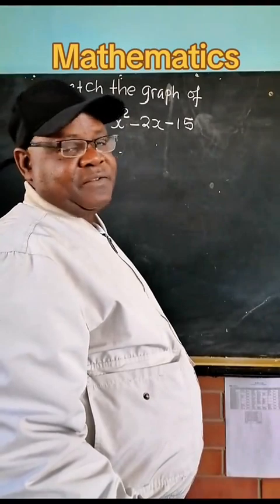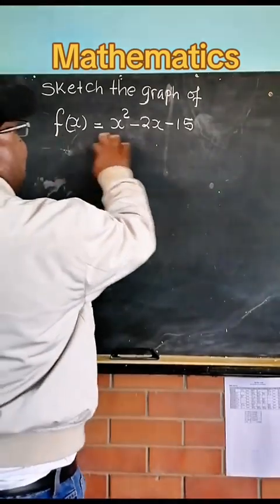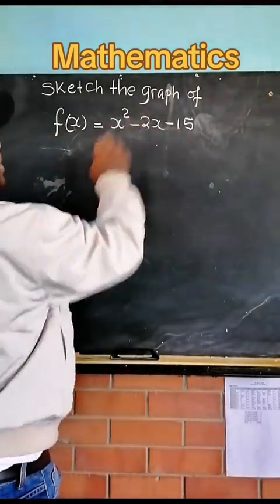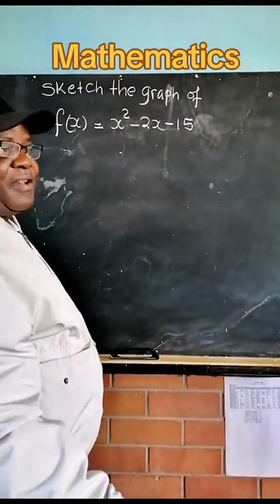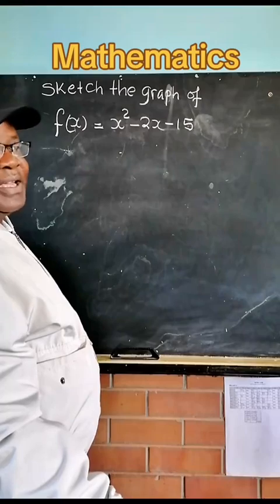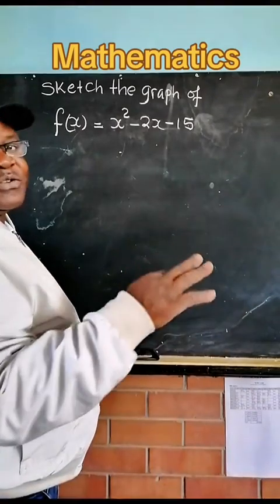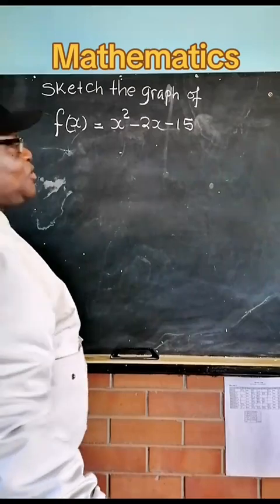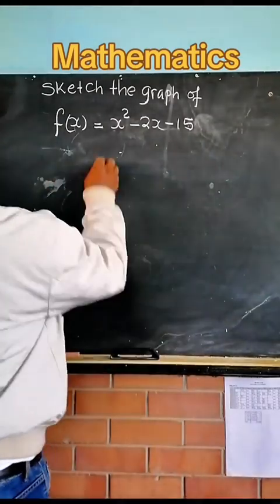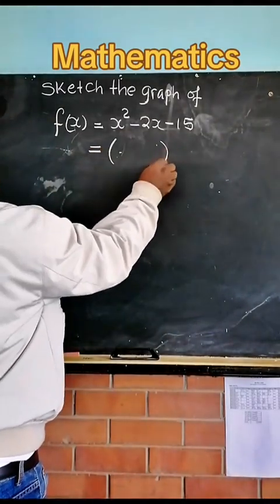Let's look at the functions again. We want to sketch the function f of x equal to x squared minus 2x minus 15. I like very much the method of completing the square. To me, it's a bit fast and it reveals a lot of features about the graph that I am about to sketch. So what I do is I'm going to complete the square.